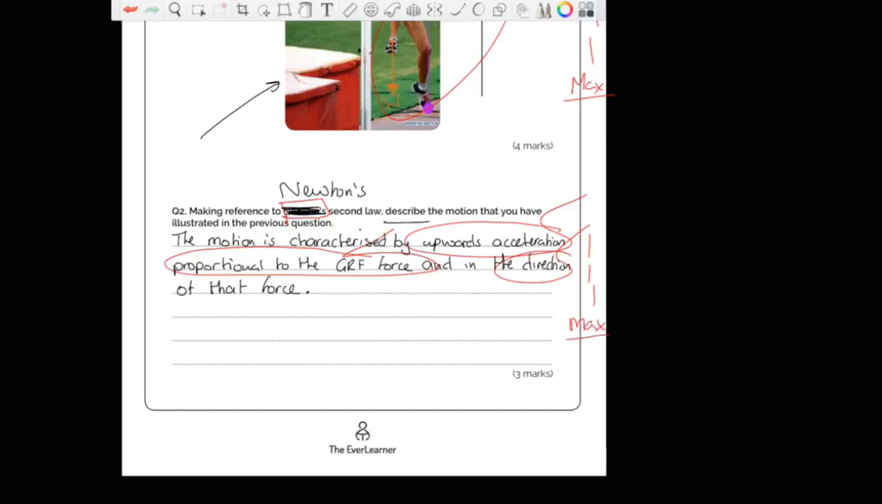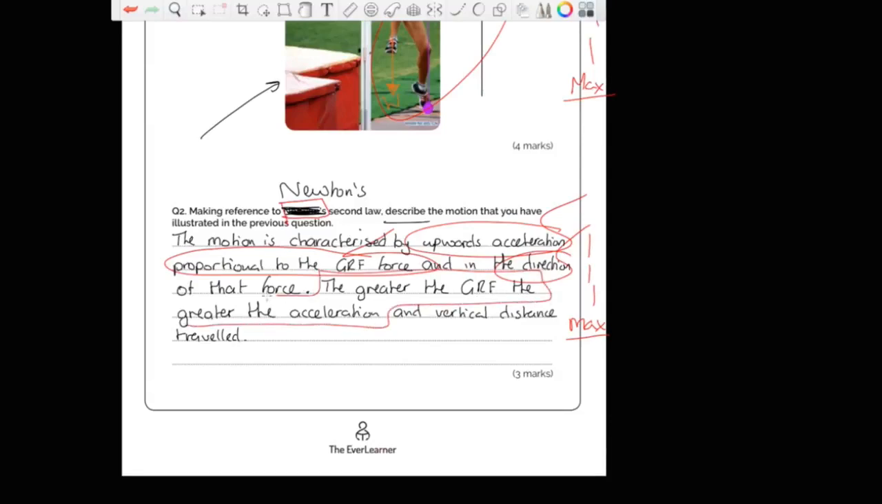Now there is a bit more we could do here. We could say the greater the ground reaction force, the greater the acceleration. That would probably get us credit. And vertical distance travelled. The other thing you might want to add is you could simply say ground reaction force is greater than weight force. That's another point that you could add into this kind of answer. Nice. So there are some key skills for you. They're actually nice and simple, but you have to be able to apply them consistently and, as we'll see in a moment, in more complex structures.